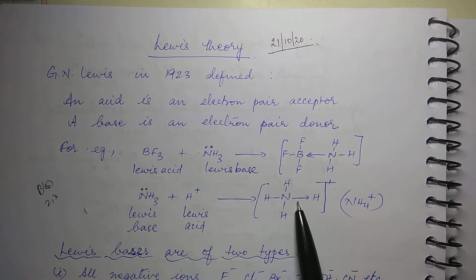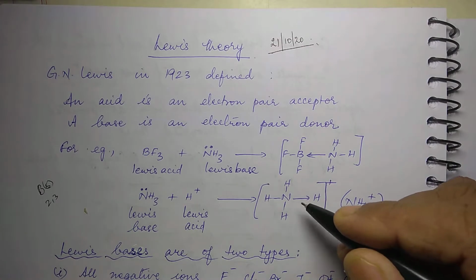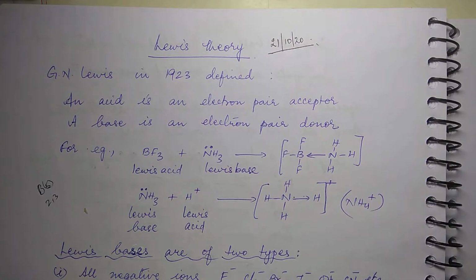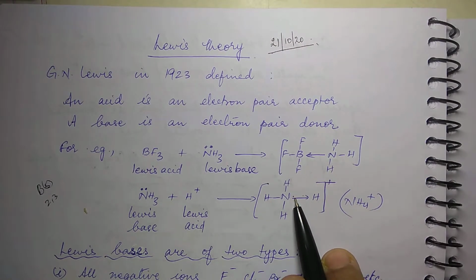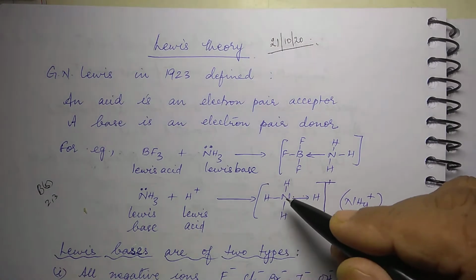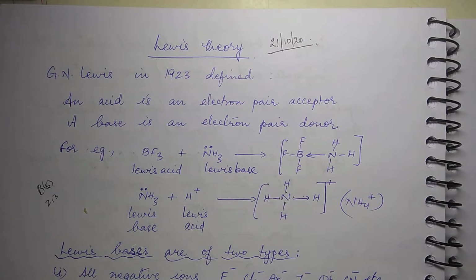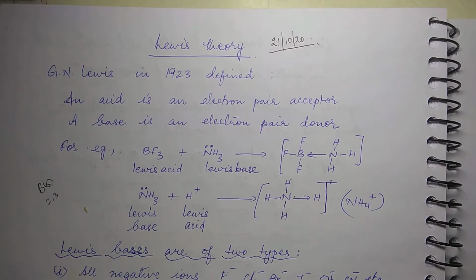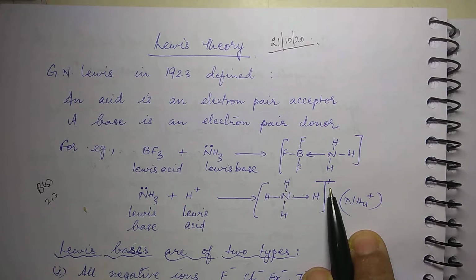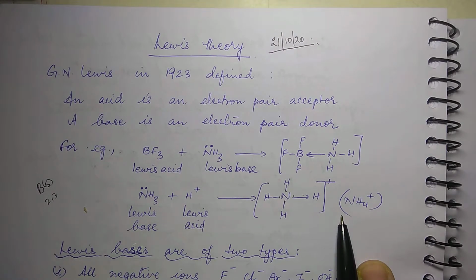And as a result, what happens? Of the pair of electrons that is being shared here, only one electron remains with nitrogen. With the result, what is it having? This nitrogen is having only 4 electrons around it, is it not? It is supposed to have 5. That is why this positive charge is denoted, right? So this is the ammonium ion.